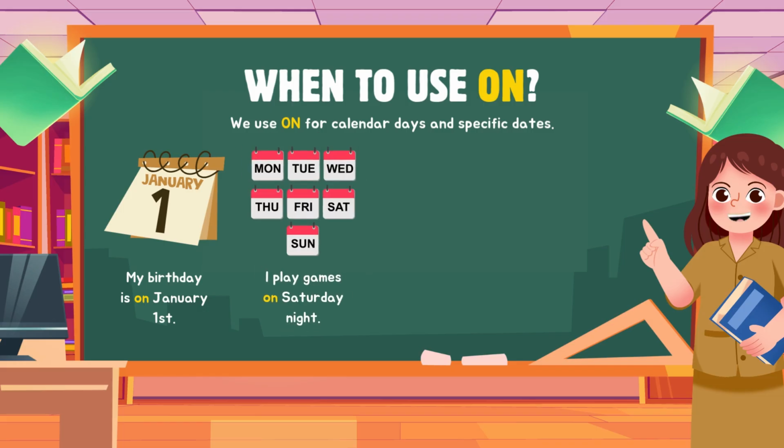Second, we use on for specific days of the week, including specific nights. I play games on Saturday night. Whenever you name a day, like on Monday, on Friday morning, or on Saturday night, you must use on.